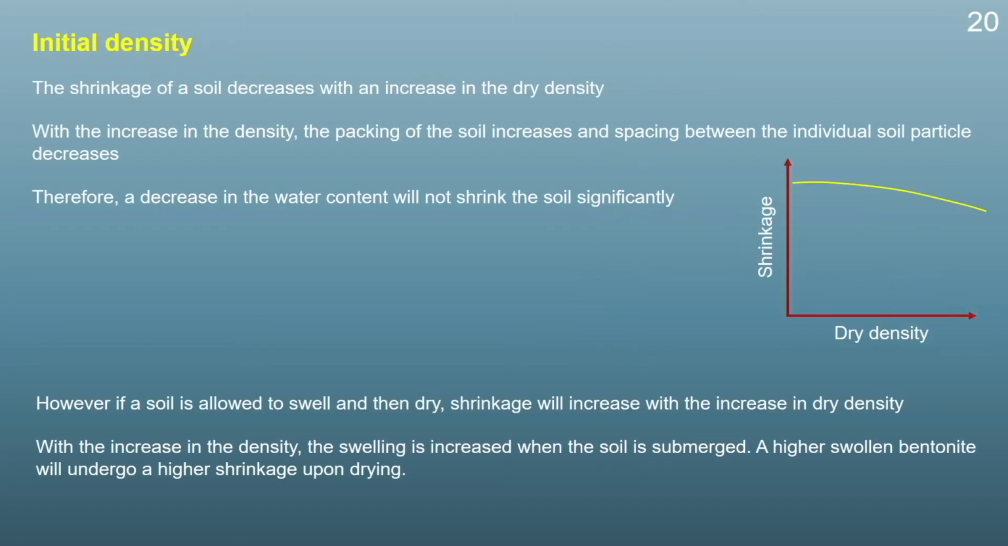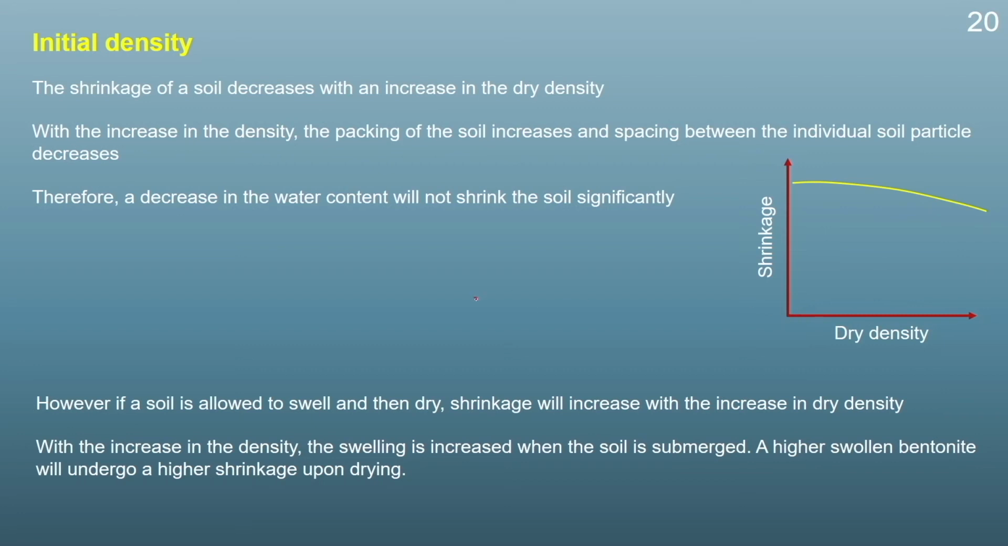Next comes the initial dry density. The shrinkage of a soil decreases with increase in the dry density. However, the decrease in the shrinkage with the dry density depends on the initial condition. Say for example, if we take a soil sample in its natural state and if we dry the soil, then the shrinkage will be a bit less, or depending on the dry density, the shrinkage will be different.